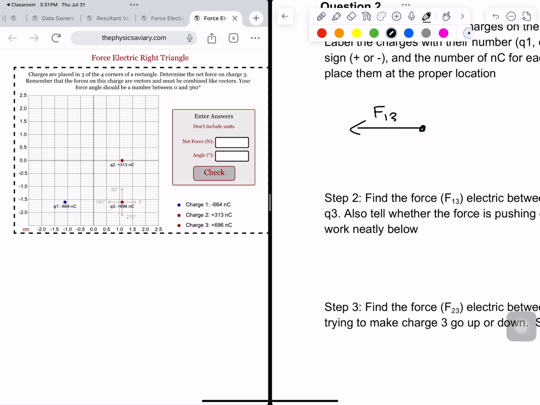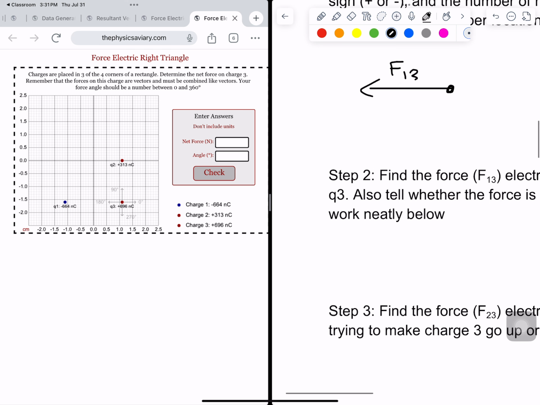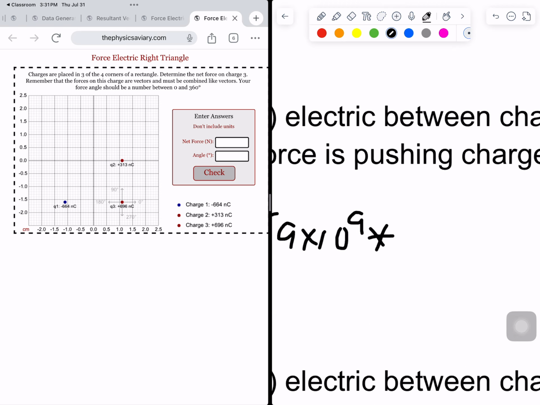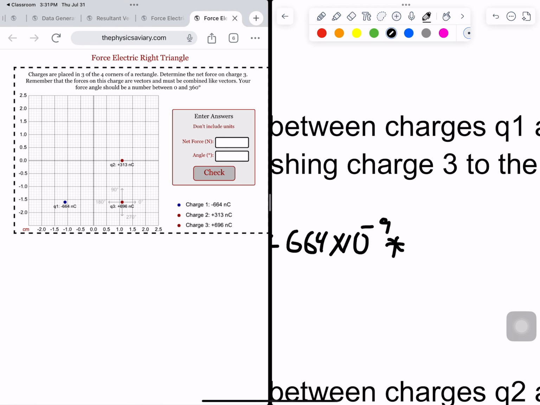All right, and I got to find that particular force. Okay, and it's going to the left, in this case, you can see from my picture. But I got to find it. So F13 is going to be K Q1 Q3 over R squared. That's going to be 9 times 10 to the 9 times Q1, for me, 664 times 10 to the negative 9, because remember, we don't put the negatives in. And Q3 is, for me, 696 times 10 to the negative 9.